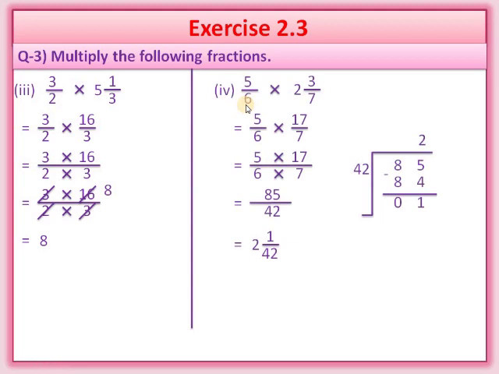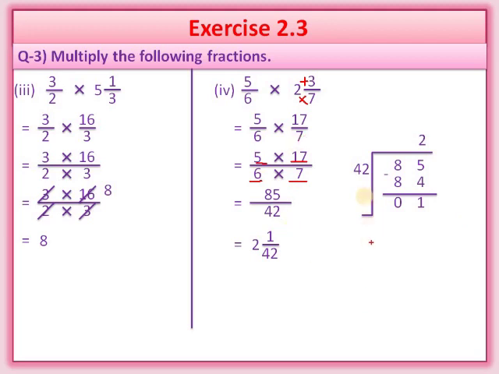Okay, question number 4 is 5 upon 6 multiplied by 2 integer 3 upon 7. So here what we have to do, we will convert into a simple fraction. 2 multiplied by 7 plus 3. 2 sevens are 14. 14 plus 3 is equal to 17. So 5 upon 6 multiplied by 17 upon 7. Okay. Now we will multiply all the numerators and all the denominators. So 5 multiplied by 17 upon 6 multiplied by 7. Okay. So 17 fives are 85 upon 6 sevens are 42.